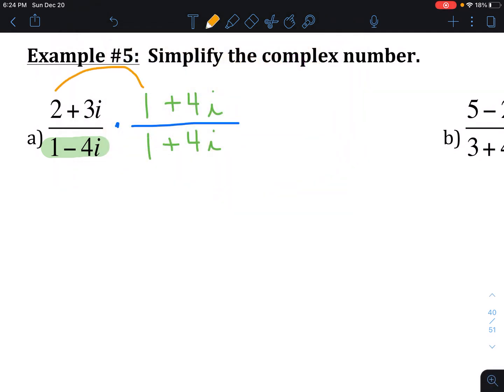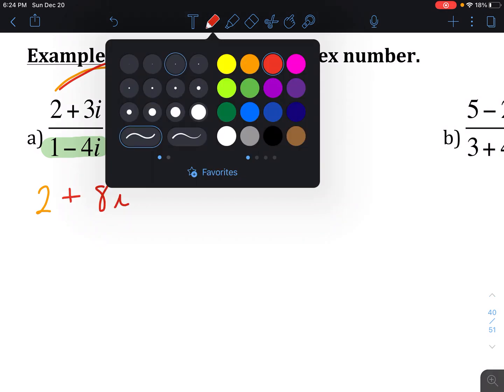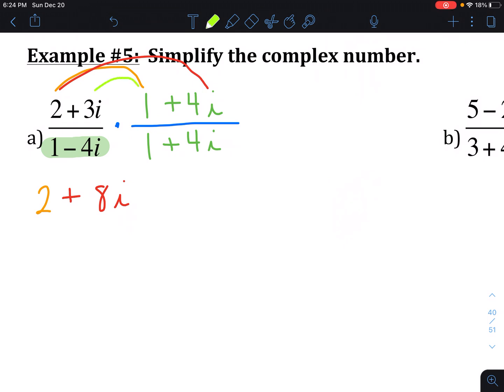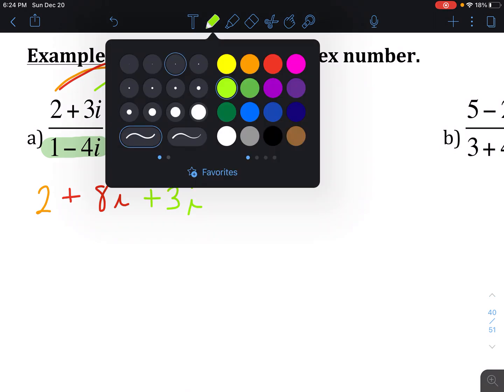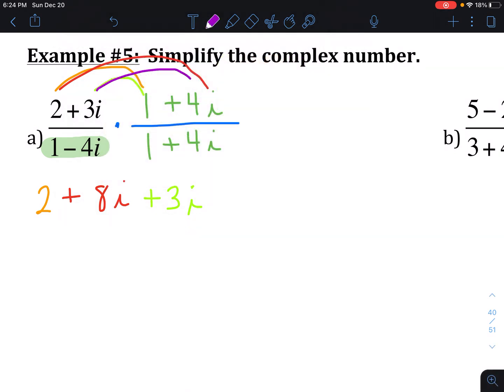So first and first, outsides multiply, insides multiply, and the last multiply. Be careful, 3i times 4i is 12i squared. So that's the numerator.